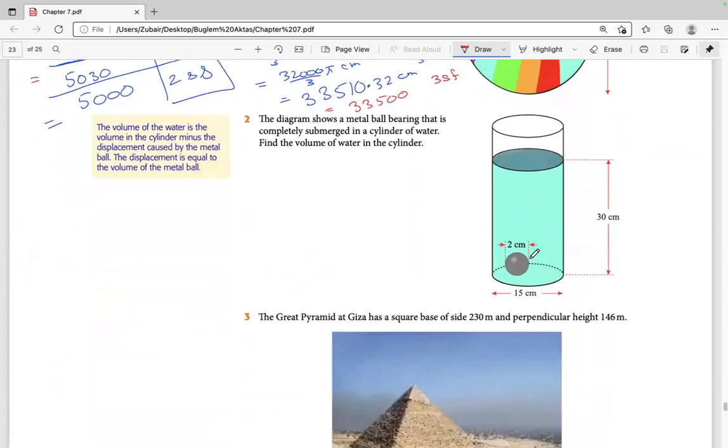Question number 2. The diagram shows a metal ball bearing that is completely submerged in the cylinder of water. Find the volume of the water in the cylinder. What would be the approach? I would first find the volume of the metal ball and subtract it from the volume given inside the cylindrical shape, and we'll be left with the volume of water. That's right.